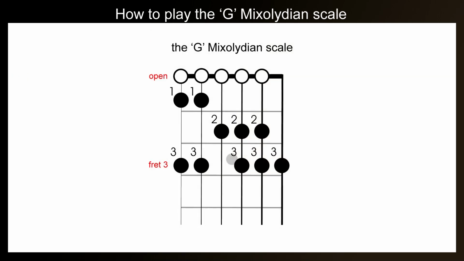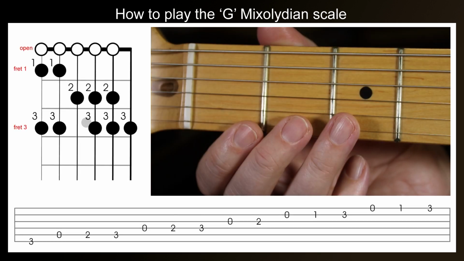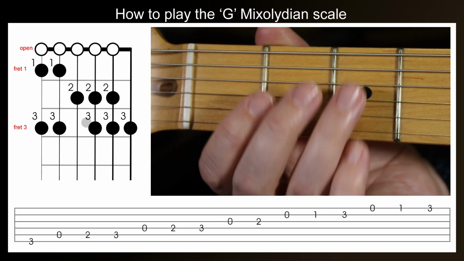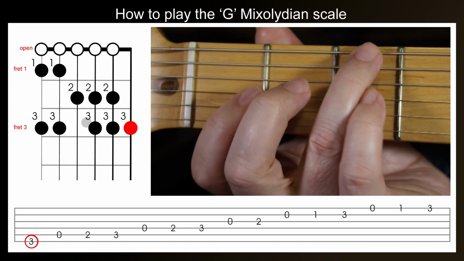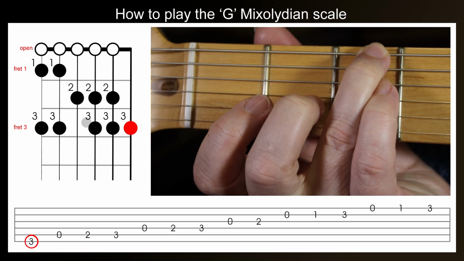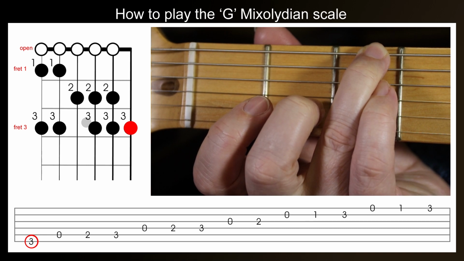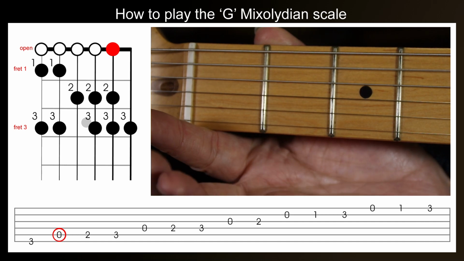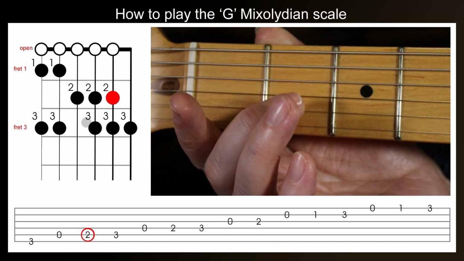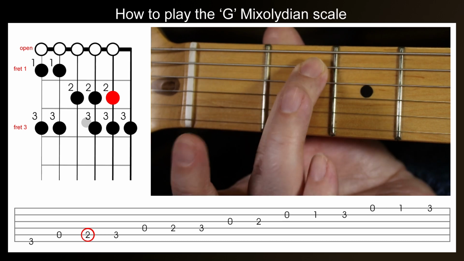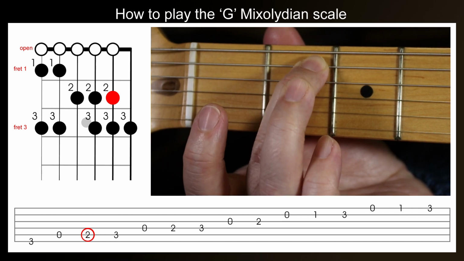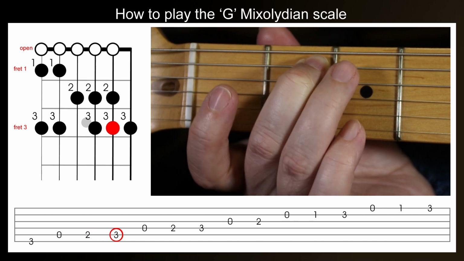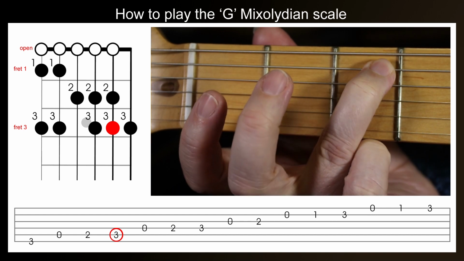Okay, now let's look at the G Mixolydian scale in the open position. Firstly, play the 3rd fret of the bottom E string with the 3rd finger. Play the open A string. Play the 2nd fret of the A string with the 2nd finger. Play the 3rd fret of the A string with the 3rd finger.